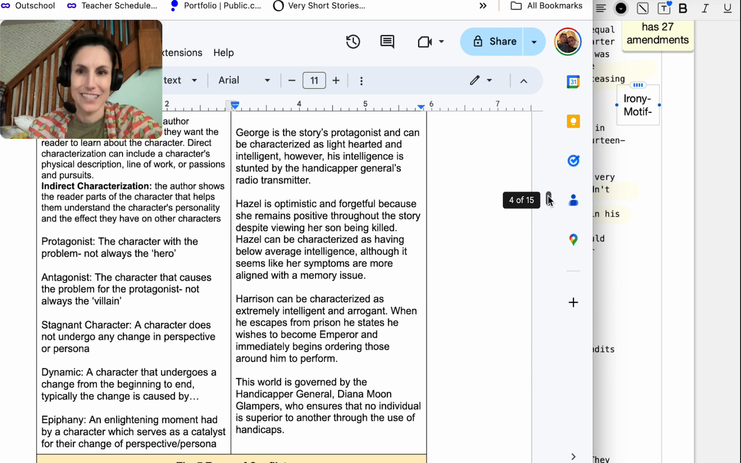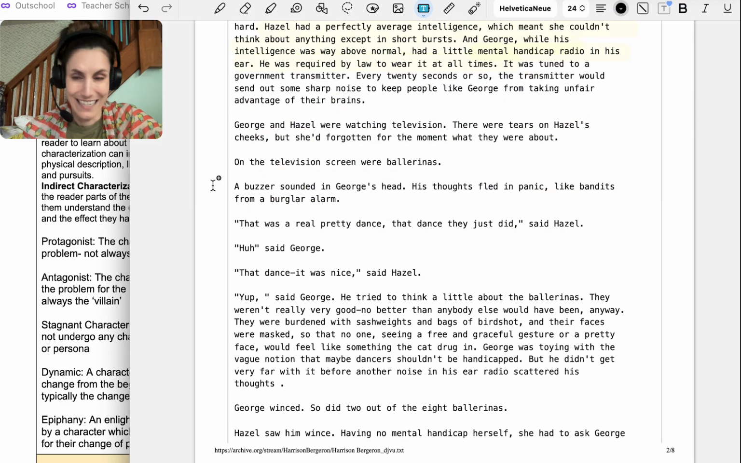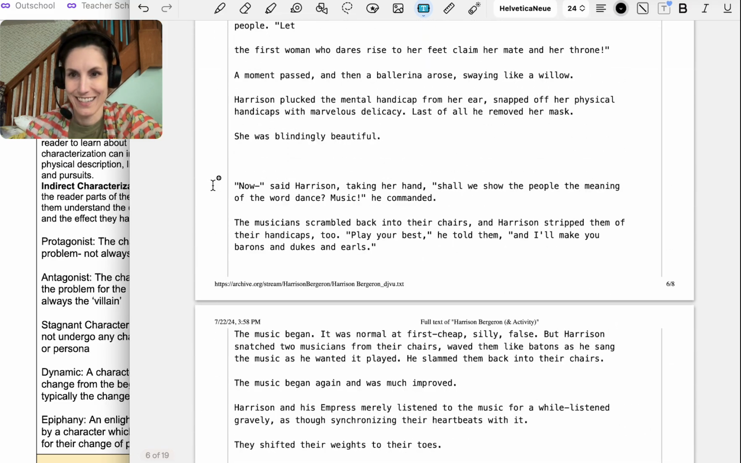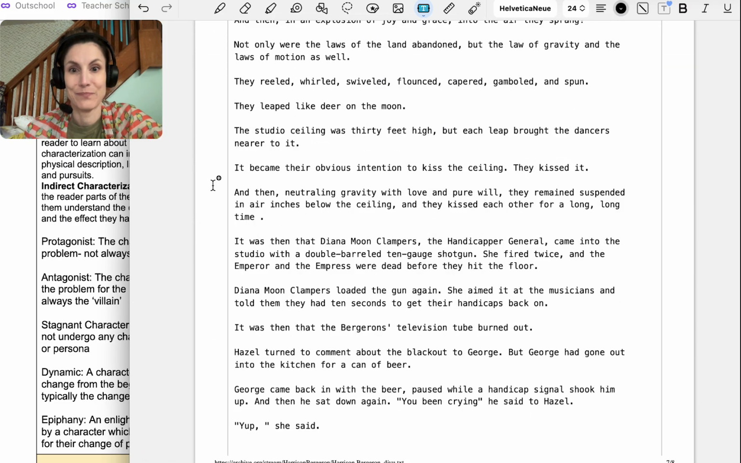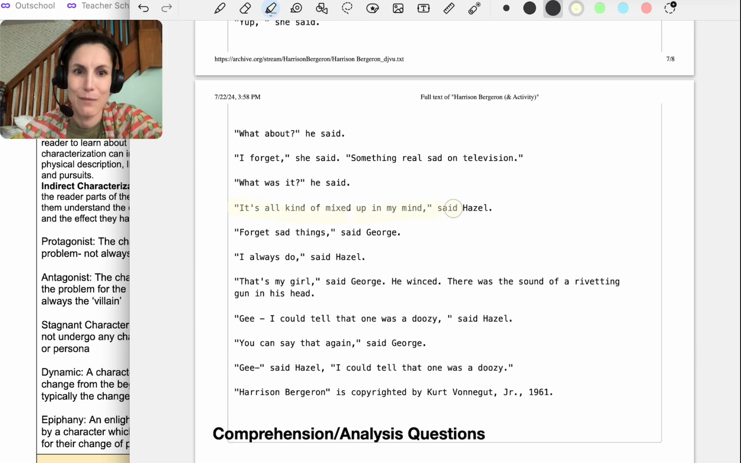I have our characterization. Now, my one critique in the story is Hazel is supposed to be perfectly average intelligence. So she couldn't think about anything except in short bursts. But she also can't remember anything. So she doesn't even remember watching the show when her son is killed. Neither does George. So I wouldn't refer to this as an intelligence issue. It almost is here. It's all kind of mixed up in my mind. Forget sad things, I always do.